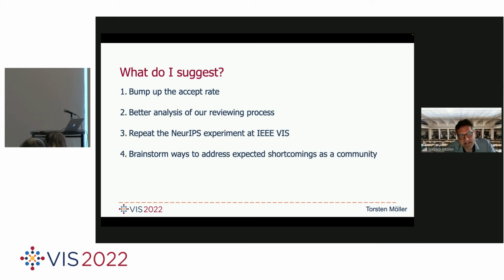Now, what do I suggest to do? There are 4 things that I think are really worthwhile to discuss. A, bump up the accept rate. B, better analysis of our reviewing process. C, repeat the NeurIPS experiment at IEEE VIS. And D, brainstorm ways to address the expected shortcomings as a community.